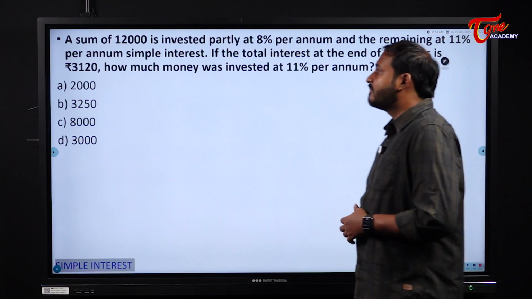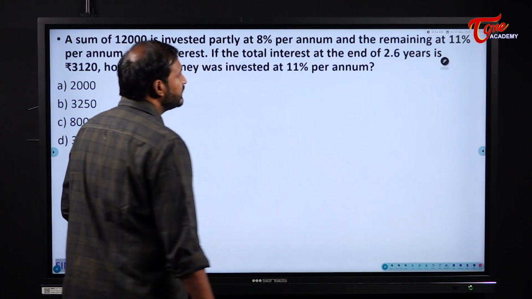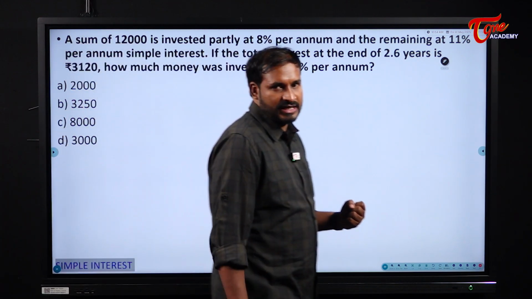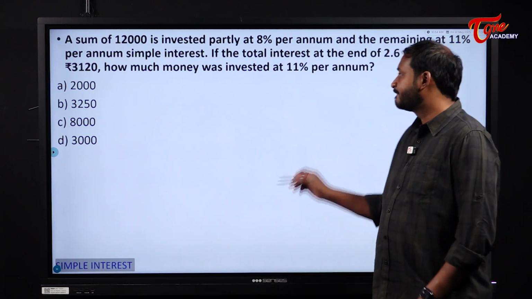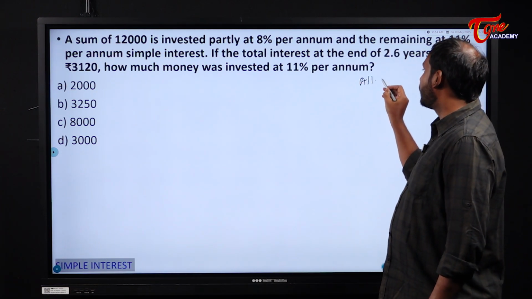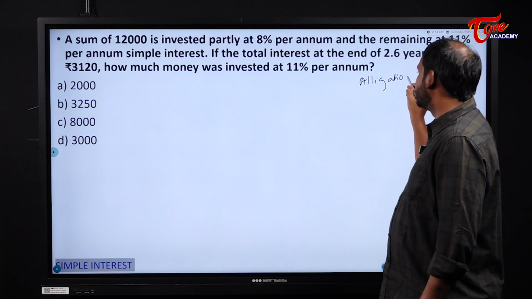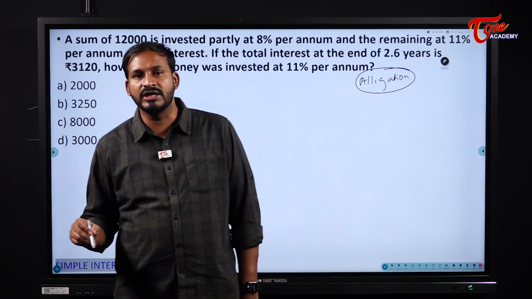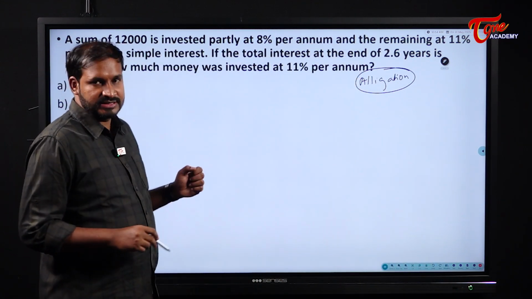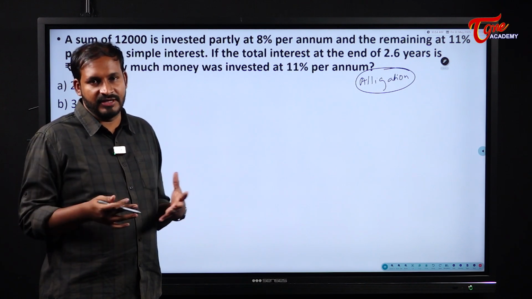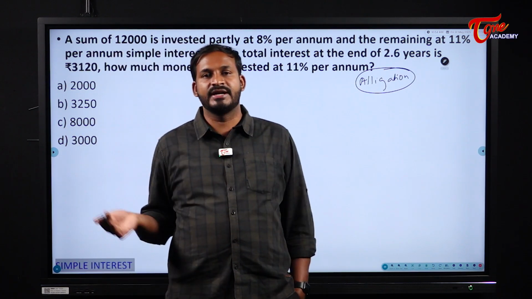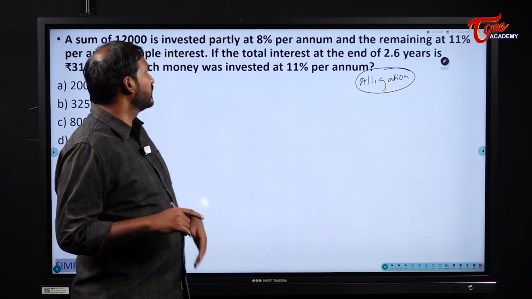Next one. A sum of 12,000 is invested partly at, now see here, we are going to use the concept of mixtures and allegation rule majorly. These type of problems we will take the help of allegation rule. Already we finished mixtures and allegations. Please do watch that video so that you will get a clear idea what this allegation rule is. At that time also I told you that we will use this concept during simple interest. This is that concept. Now see here.